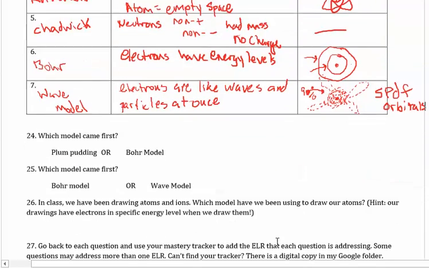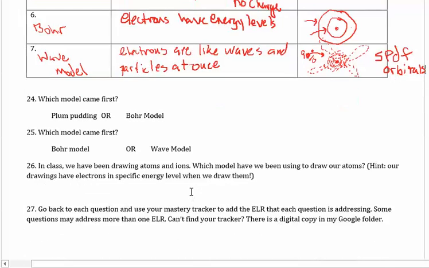So going quickly to get through the rest of these, which model came first? Plum pudding came before Bohr. Bohr model came before the wave. In class, we drew drawings of atoms and ions. Which of the models have we been using to draw atoms? We have been using Bohr mostly, and it's not part of the question, but also a little bit of Lewis. And these are imperfect because it's so hard to draw a wave model drawing. But if you pursue chemistry in college, you will definitely be using those more frequently even than Bohr.